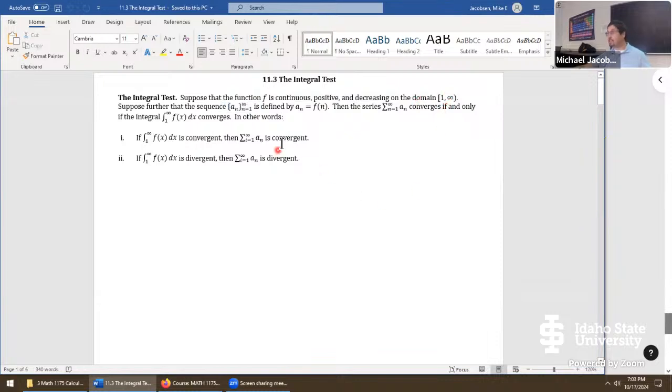So the next thing we do is we take our sequence right here, and from that sequence, we define a new function. Essentially, all we do is whatever a_n is, we write it as f of n. Now we consider it a variable x altogether and integrate on that domain from 1 to infinity. So if that integral converges, we say that the series must converge. And if the improper integral diverges, then the series has to diverge. So that's the whole statement of the test.